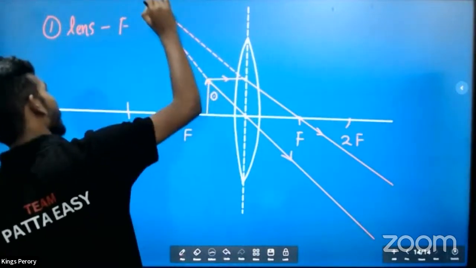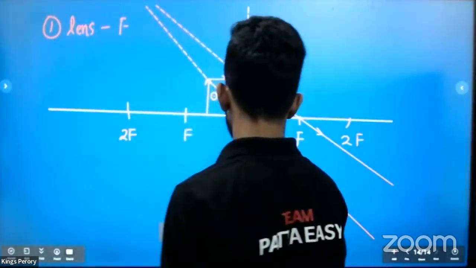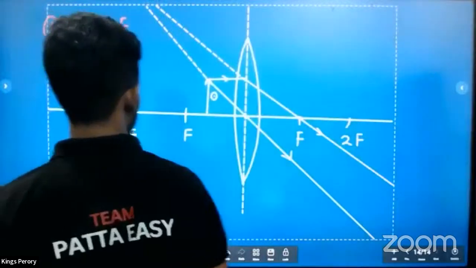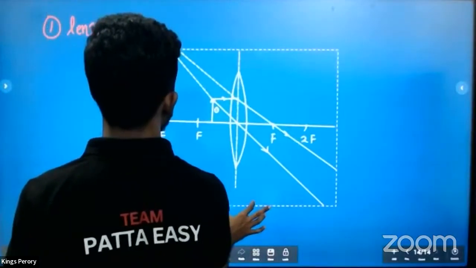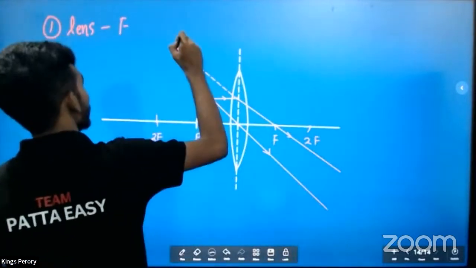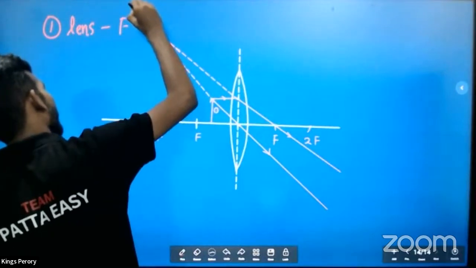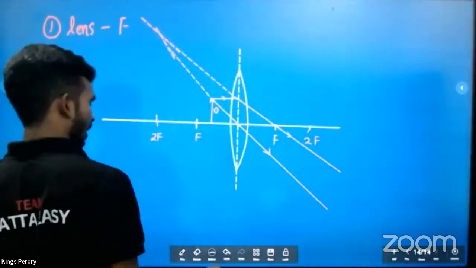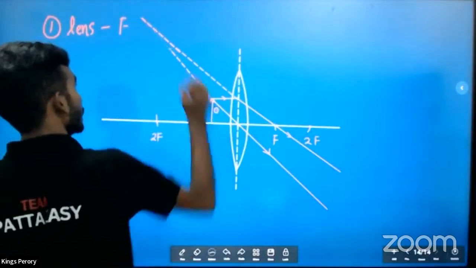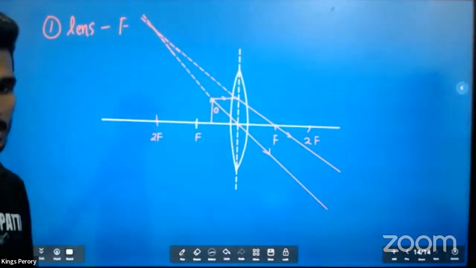When I extend it, you will extend more. No? I'll make the diagram smaller and extend. There you go. Make it smaller. Little bit more we are going to extend. When I extend, there you go. Can you see somewhere there? Both the rays are meeting. Somewhere there, both the rays are meeting.